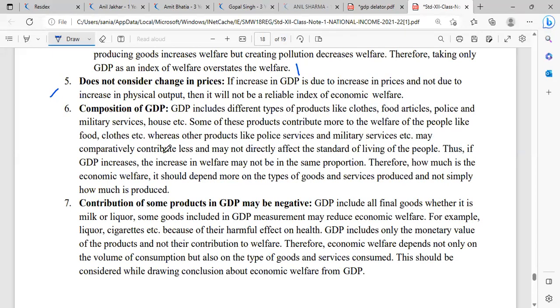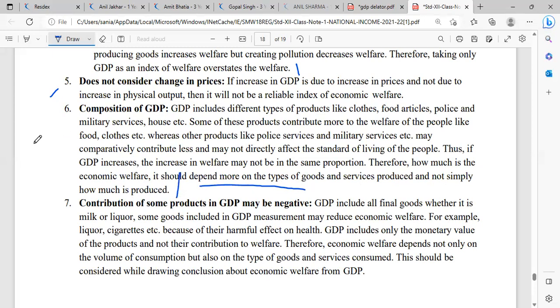Many products comparatively contribute less and may not directly affect the standard of living of people. Thus, if GDP increases, the increase in welfare may not be in the same proportion. Therefore, how much is the economic welfare? It should depend more on the type of goods and services produced, not simply on how much is produced.